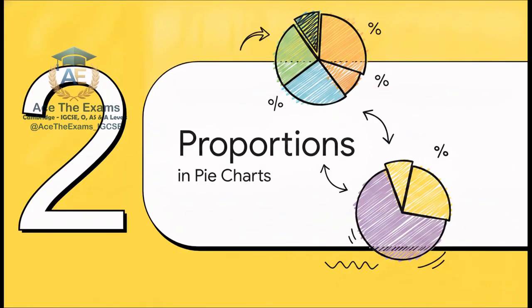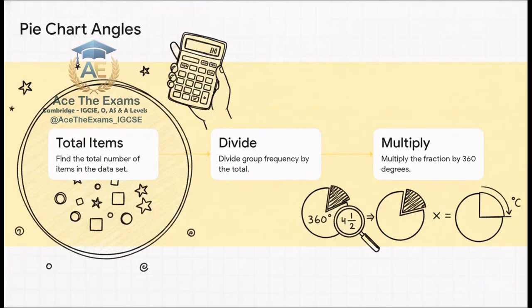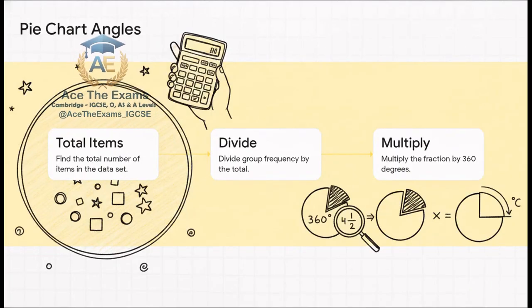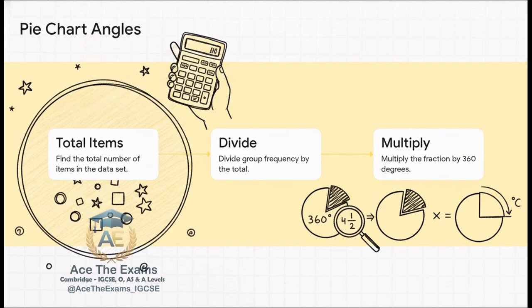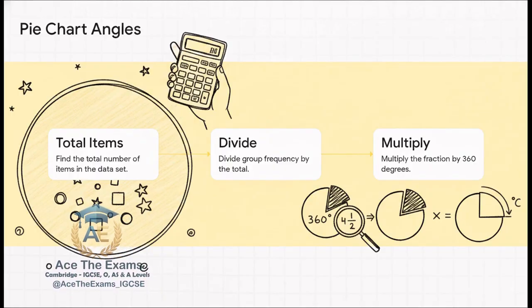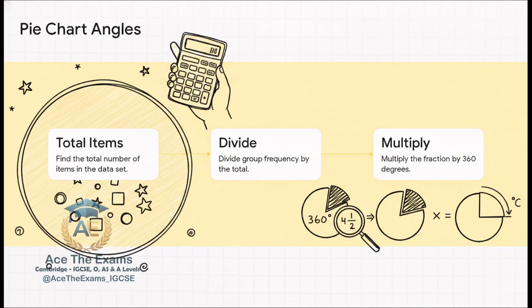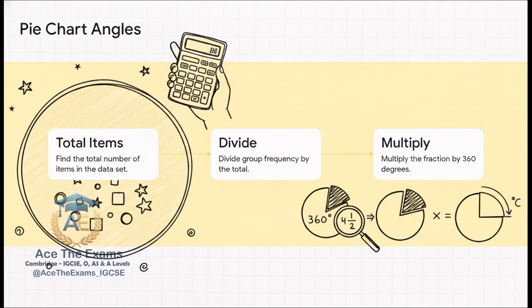Moving right along to Section 2, Proportions in Pie Charts. Now, what if we don't just care about the raw numbers, but we actually want to understand how each category compares to the whole? That, my friends, is where pie charts come in. The absolute key thing to remember here, and examiners love testing this, is that the sectors of a pie chart show proportions, not actual numbers.